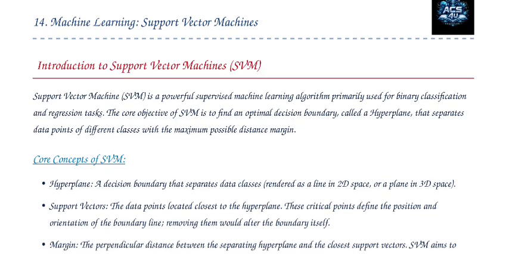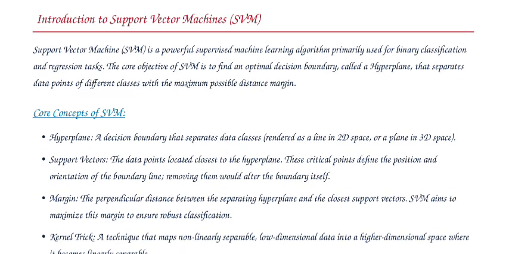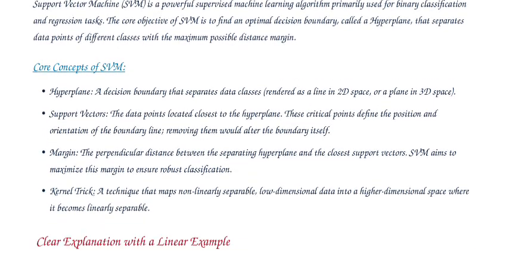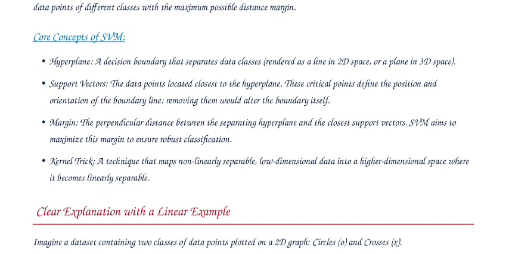The core concepts of SVM are: Hyperplane, a decision boundary that separates the data classes, rendered as a line in 2D space or a plane in 3D space. Support vectors, the data points located closest to the hyperplane. These critical points define the position and orientation of the boundary line. Removing them would alter the boundary itself. Margin, the perpendicular distance between the separating hyperplane and the closest support vector. SVM aims to maximize this margin to ensure robust classification.